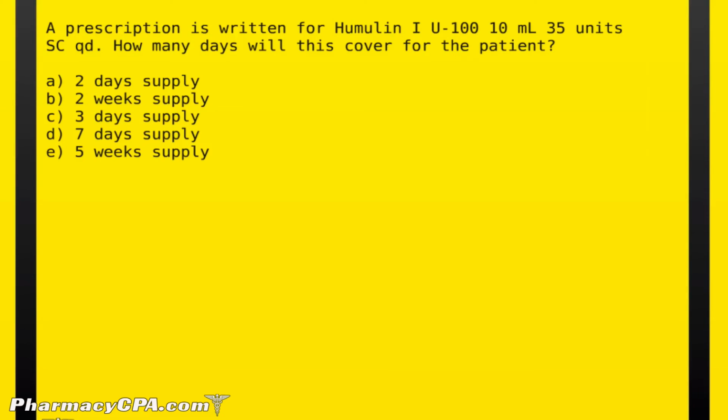Let's do this question. A prescription is written for Humulin 10 mils, 35 units, SC. What does SC mean? Subcutaneous. Yeah, it's weird for insulin. QD, how many days will this cover for the patient?